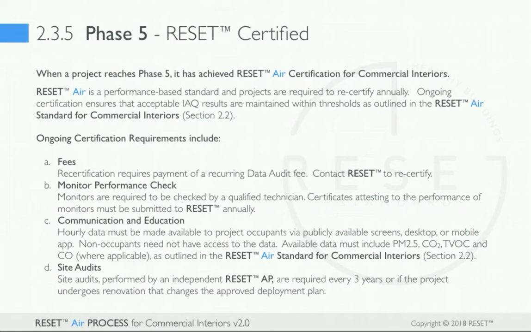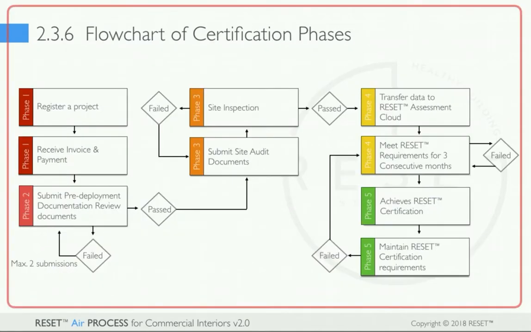And then there's a little additional information on ongoing certification requirements, the fees, a performance check, communication and education, and the site audit. None of that has significantly changed, but one thing I did want to bring out is that we did introduce a flow chart. So this is a nice graphic that helps to explain the certification phases, and hopefully you can better understand the process of either passing or failing each of the different phases and how to maintain your certification once you are certified.